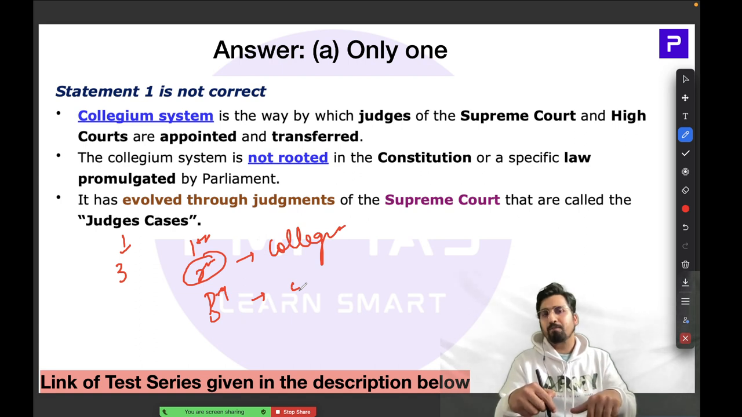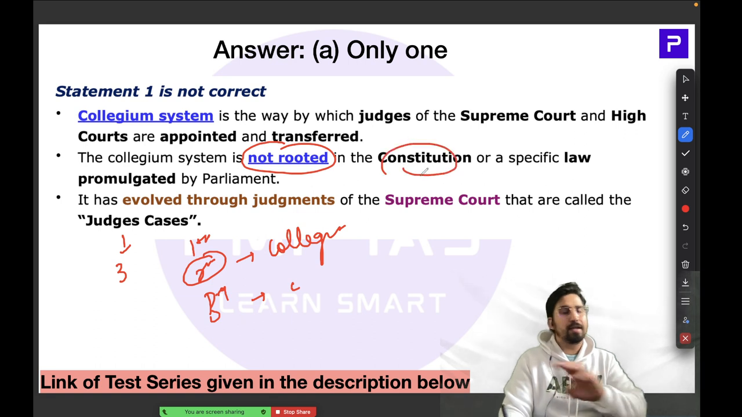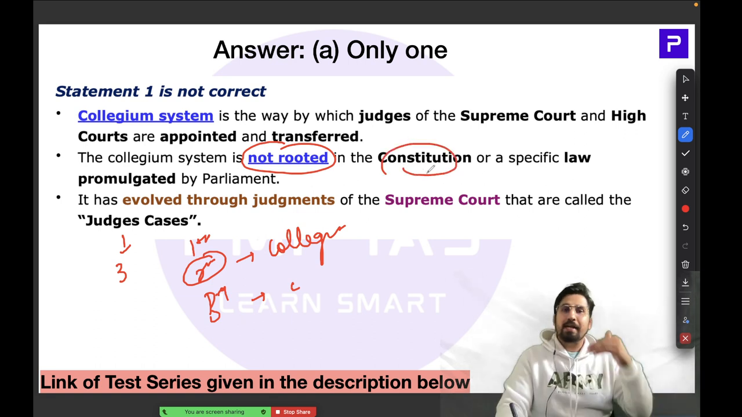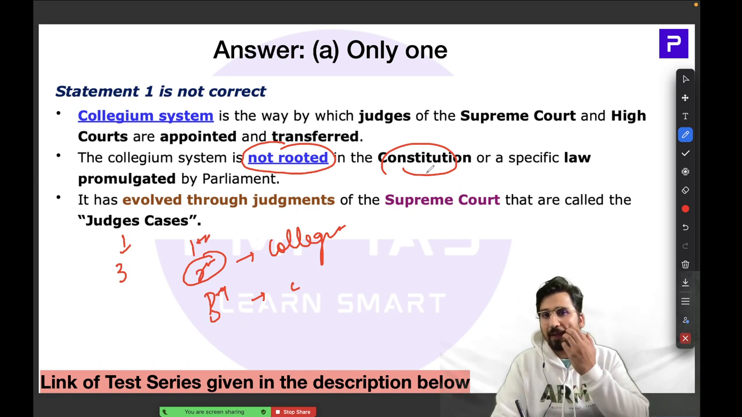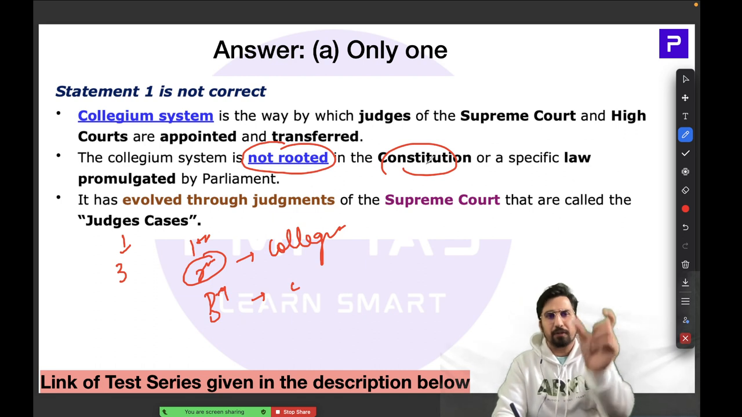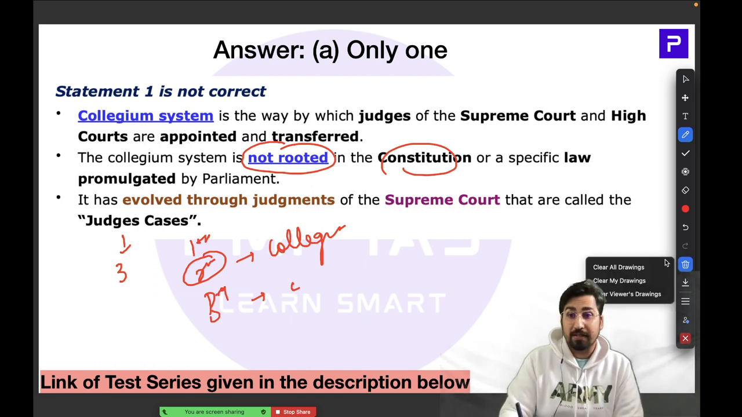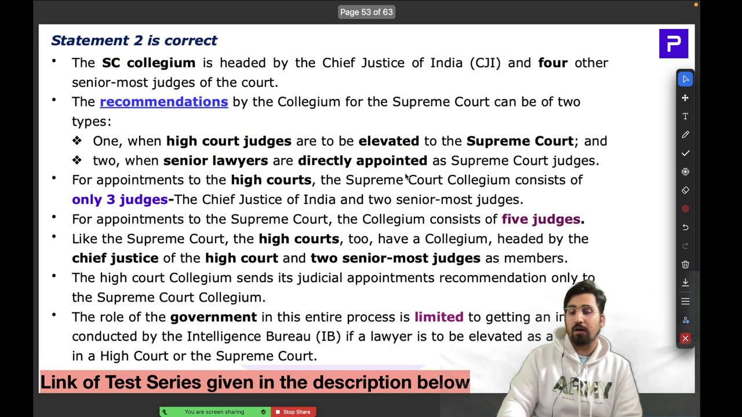Judges case. Okay. So the collegium system is not rooted in the Constitution. It is not by any act of Parliament. It is sheerly based on the judgments that were given by the Supreme Court of India between the 1990s and 2000. There were three Judges cases, very interesting and important ones. And the collegium right now is something which everyone is talking about.